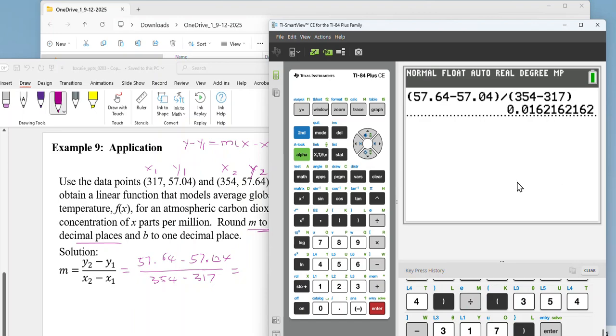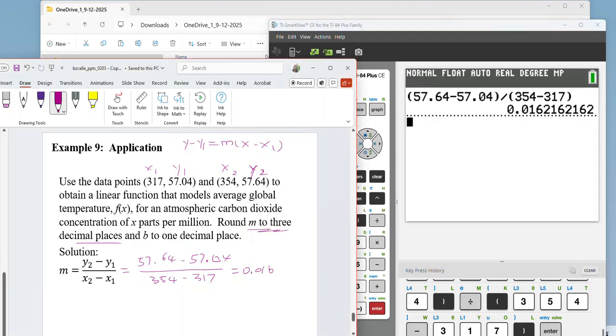So this will be 0.016. All right, we look at the fourth digit is 2, you round it down. If this is 5 or above, you need to round up. Okay, so I keep 3 decimal points.